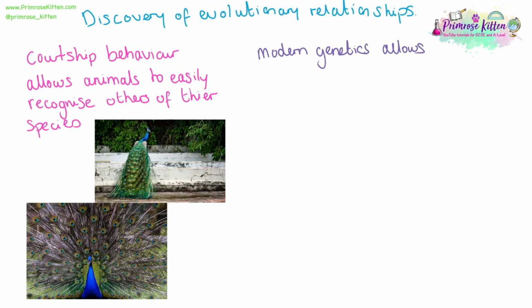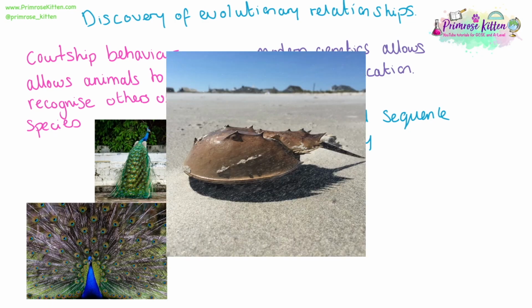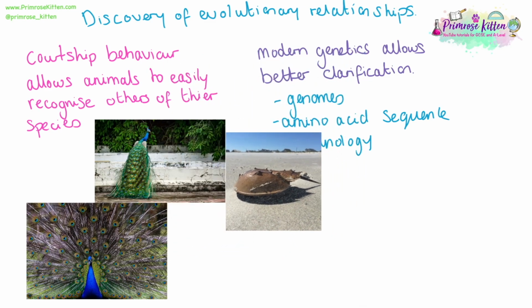However, modern genetics allows us to go further. We can look at the genomes, we can look at amino acid sequences, and we can look at immunology to come up with better evolutionary relationships and classification.